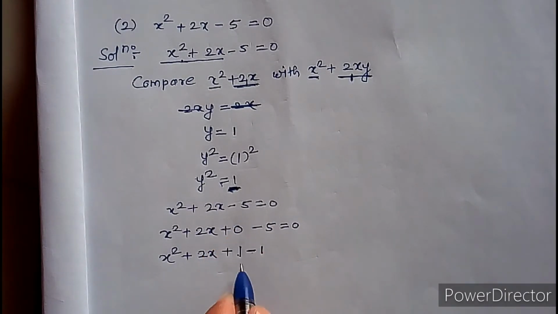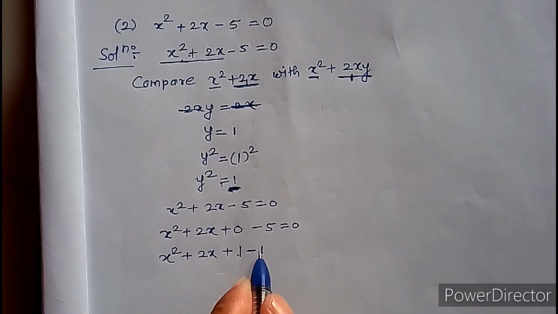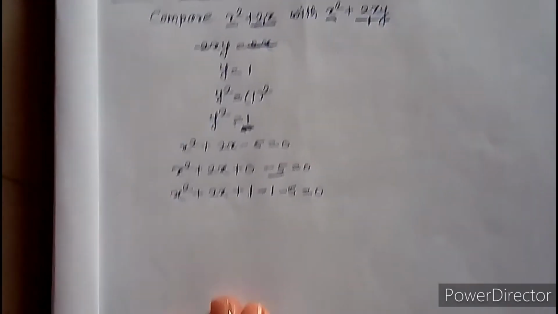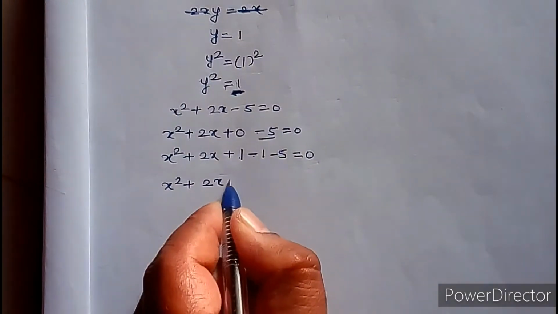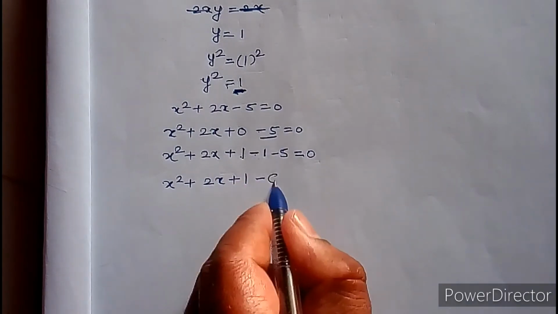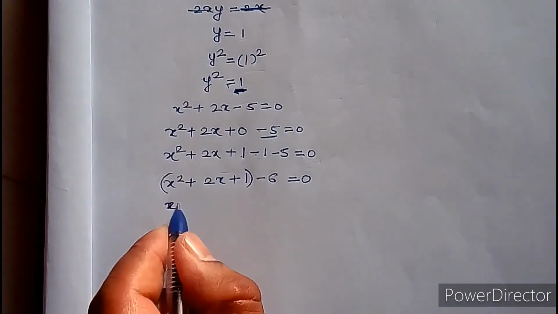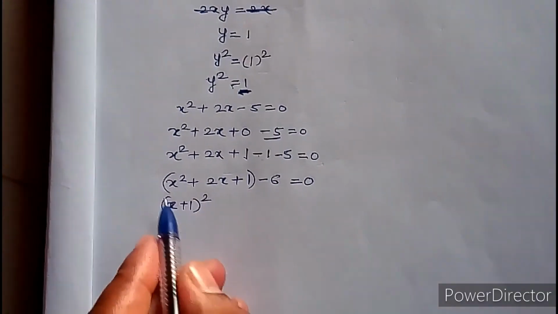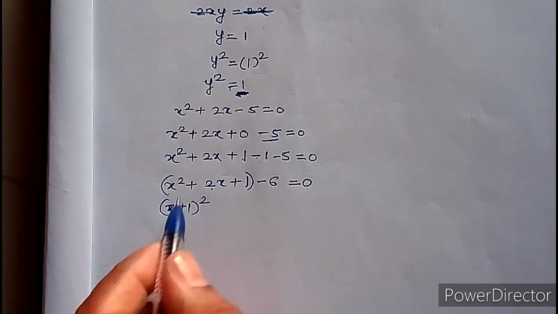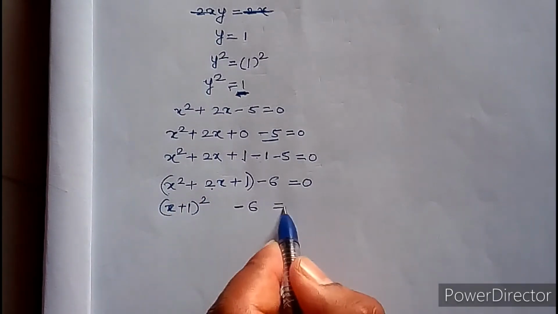For this adjustment we have to use this y square. At first write down plus 1 and then minus 1. Now this minus 5 as it is equals 0. x square plus twice of x plus 1. Now this minus 1 and minus 5 is minus 6 equals 0. Now give a bracket to this. You can see that this x plus 1 whole square is the value of x square plus twice of x plus 1. When we expand this x plus 1 whole square, the value is x square plus twice of x plus 1, minus 6 remains as it is equals 0.